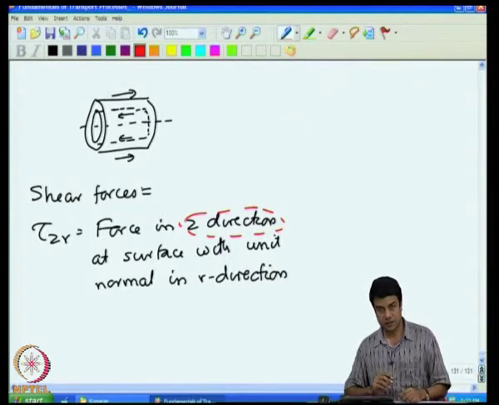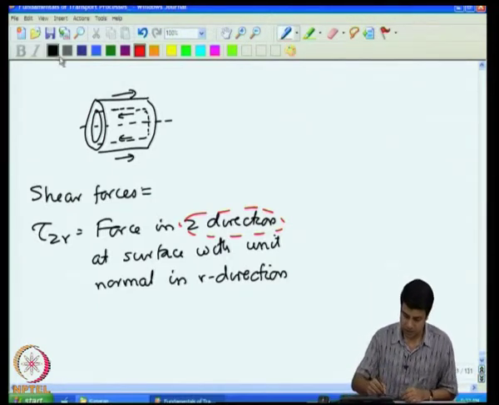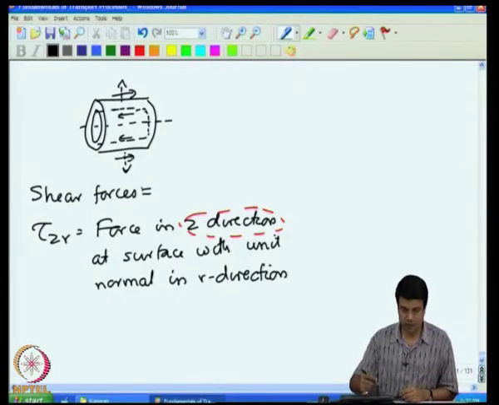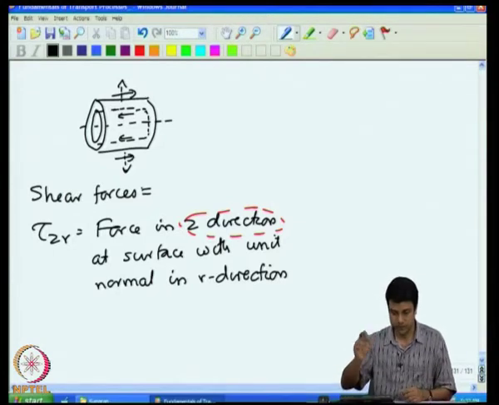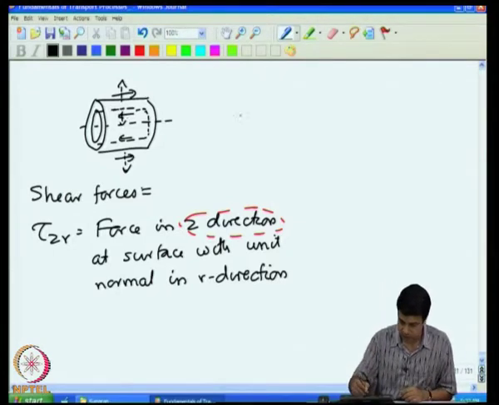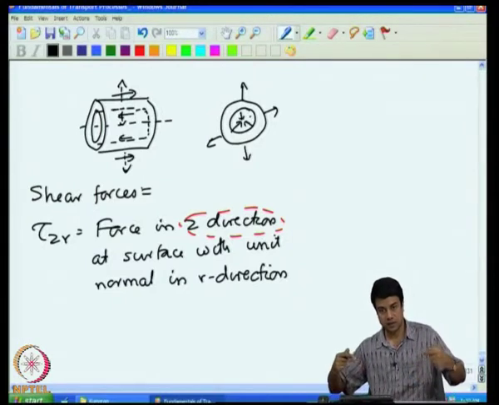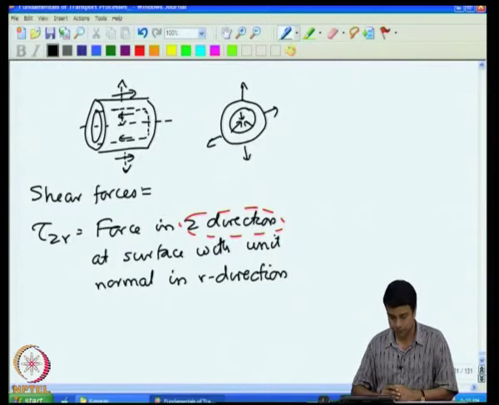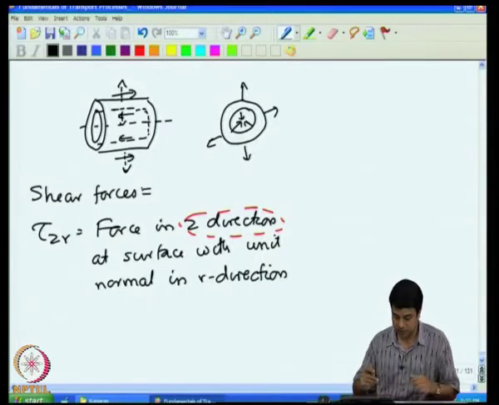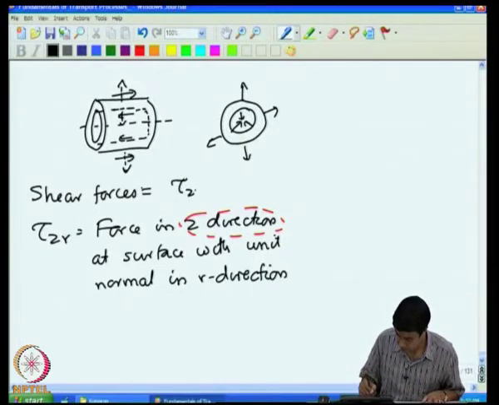The cylindrical surfaces have unit normal in the r direction. The normal to this surface is in this direction. The outer surface, the outward unit normal is in the plus r direction, it goes outwards. At the inner surface, it is in the minus r direction. If I look at the two cylindrical surfaces side on, the outward unit normal is outward for the outer surface. For the inner surface, the outward unit normal is directed towards the center. So, therefore, the shear force at the outer surface is going to be equal to the shear stress times the area.